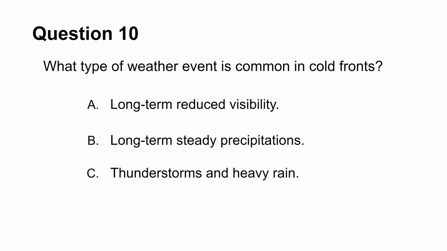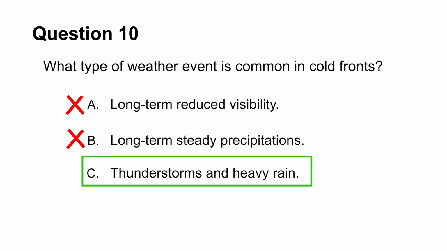The next question tests your knowledge of cold fronts and weather phenomena associated with them. We know that cold fronts cause the most severe changes in weather, especially thunderstorms, heavy rain, turbulence, and relatively good visibility. Warm fronts are characterized by long-term periods of reduced visibility and steady precipitation. So we can immediately see that choices A and B are relevant for warm fronts, while choice C is relevant for cold fronts, making it the answer.